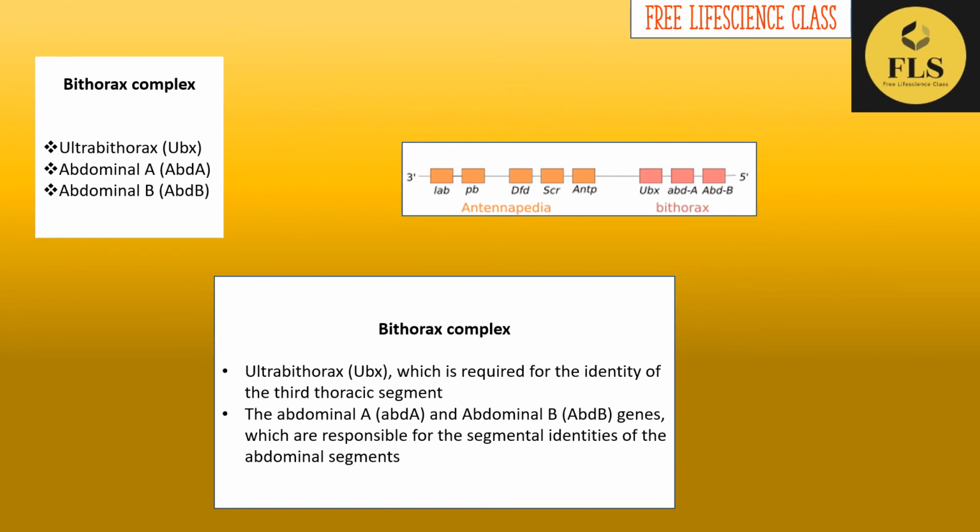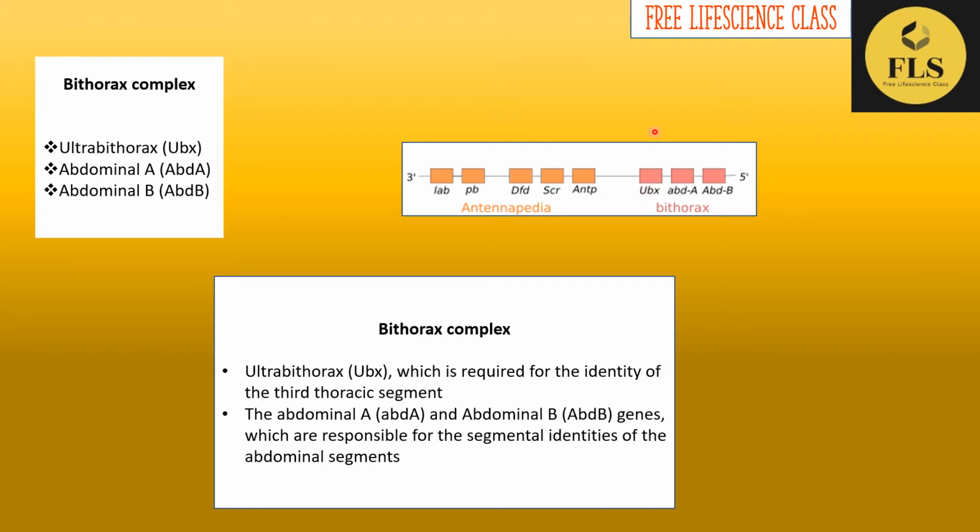Next, about the bithorax complex. The bithorax complex has three coding regions, or three proteins: Ultrabithorax, abdominal A, and abdominal B. Here you can see these three genes, and in this picture you can clearly see the Antennapedia region and the bithorax region. The Ultrabithorax is required for the identity of the third thoracic segment.